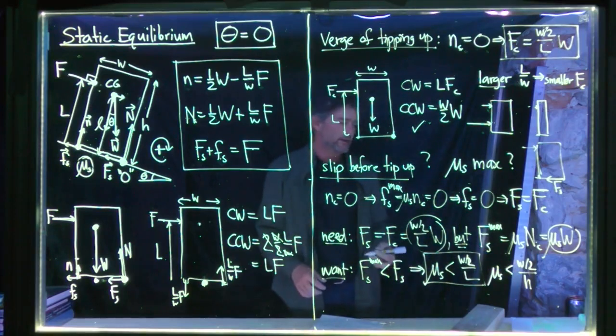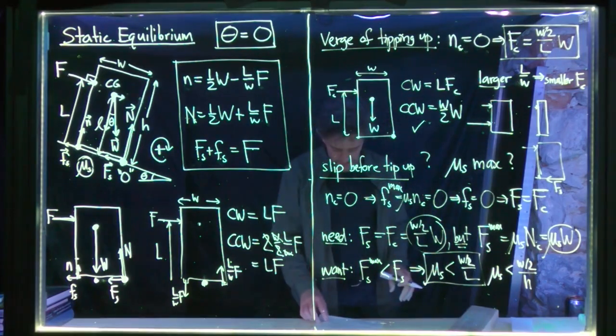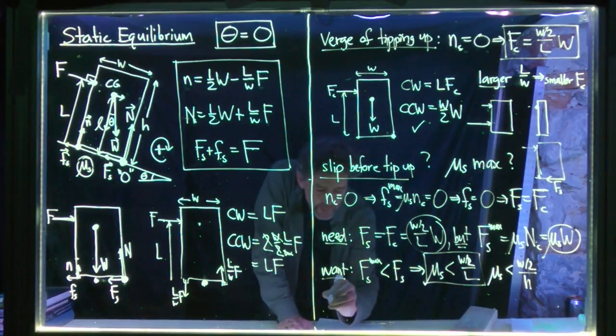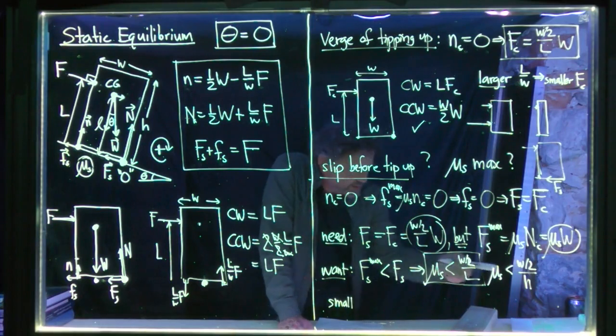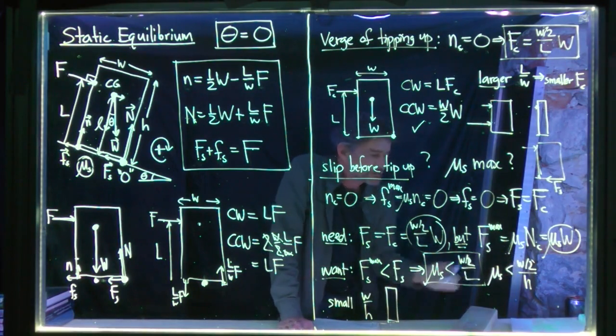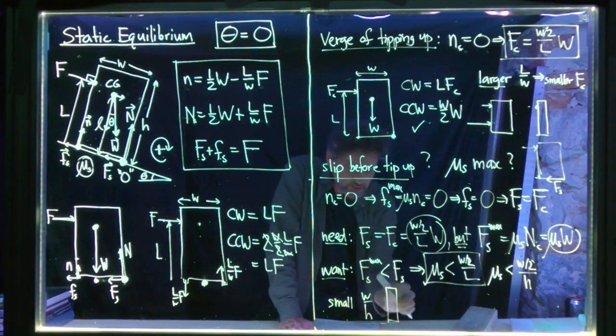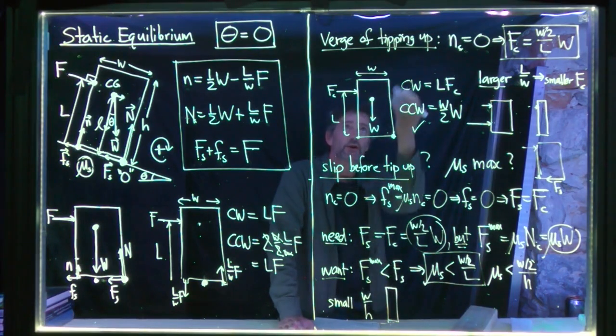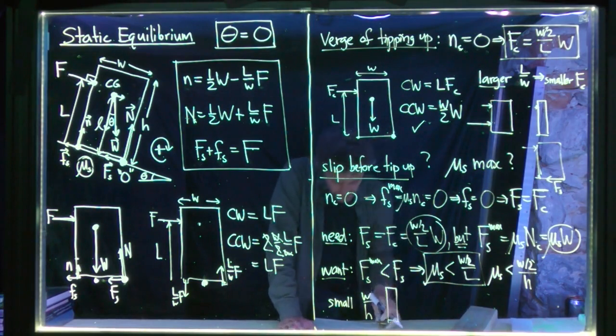And you can see that this makes sense. Suppose that we have a small W over H, so that means a fridge that looks like this. It has a small width compared to its height. If W over H is small, then the maximum value of mu s is the smallest possible, because it's really easy to make that normal force equal to zero and bring this fridge into that critical situation of starting to tip up. So this would require a really slippery surface.